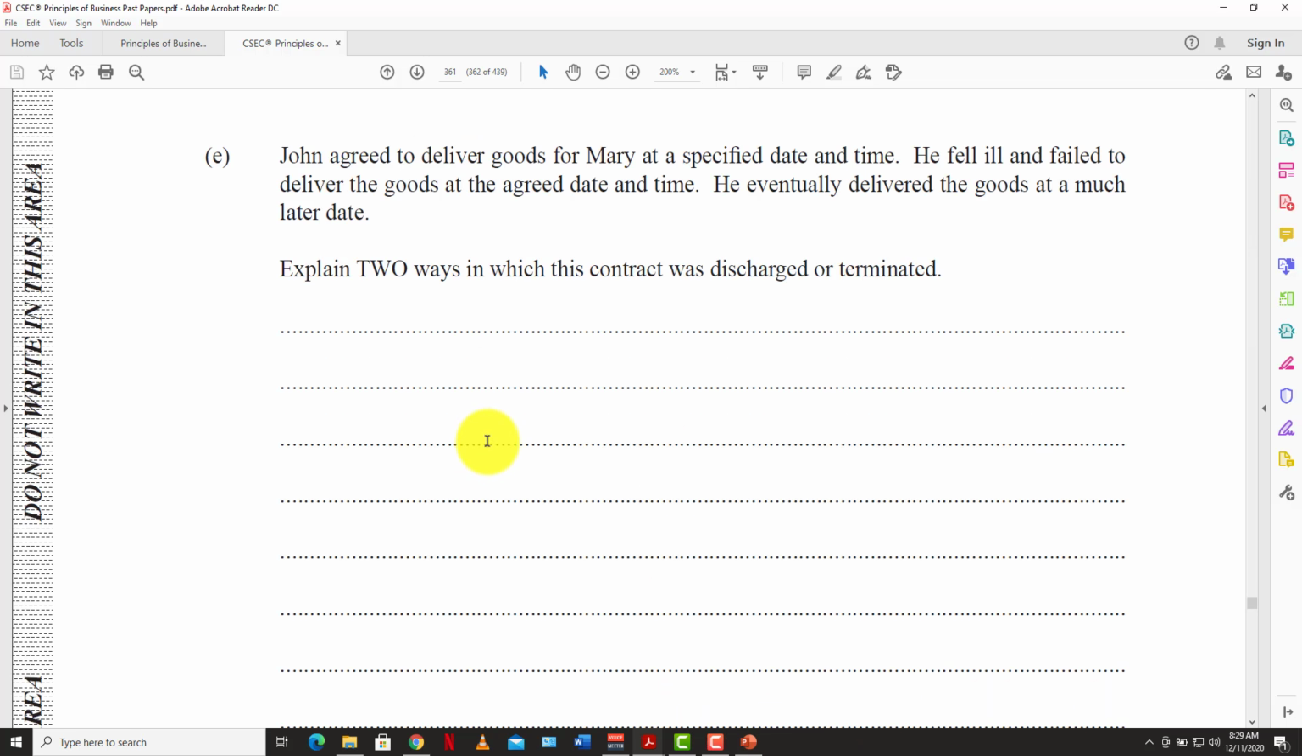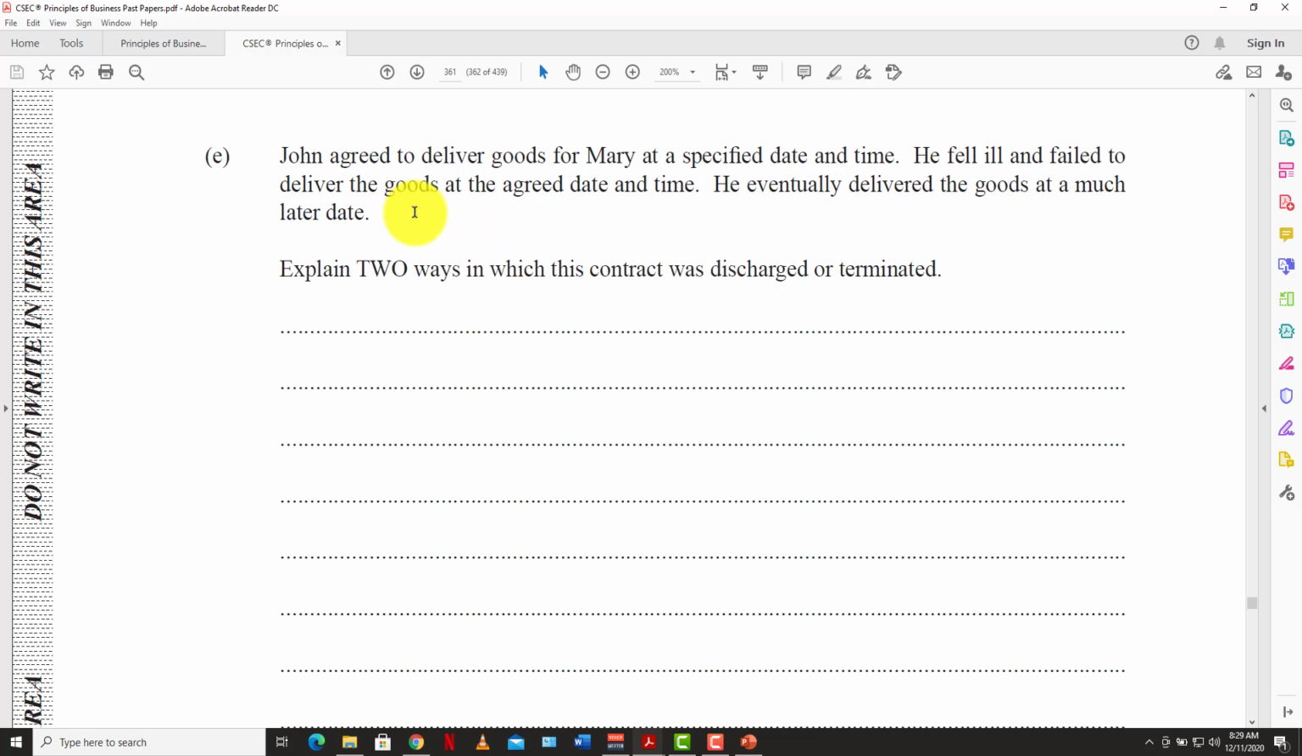And the last question for number 2, the last part of question 2 on the January 2018 POB past paper, is: John agreed to deliver goods for Mary at a specified date and time.